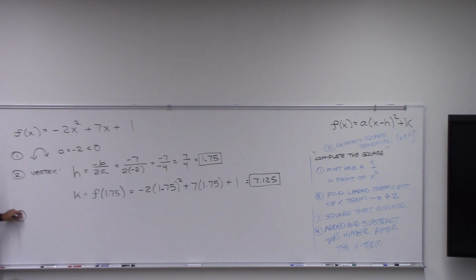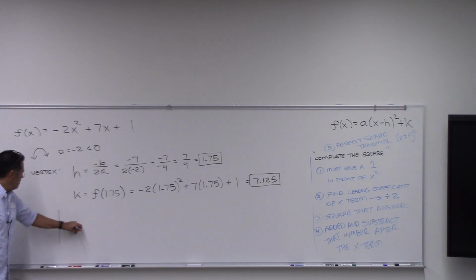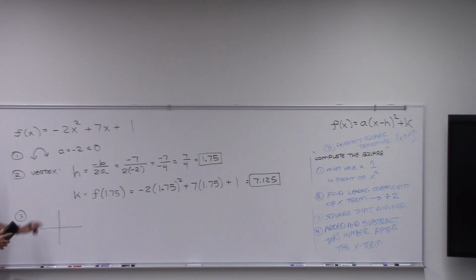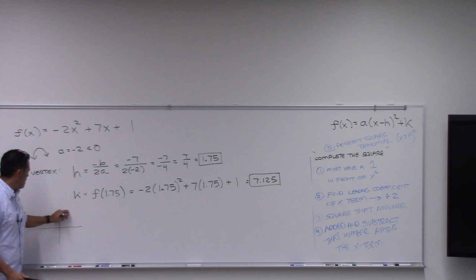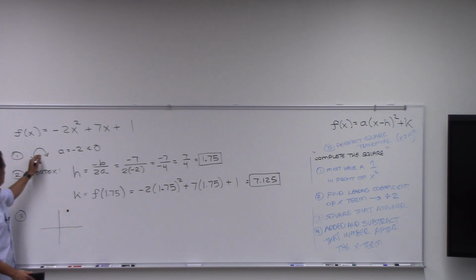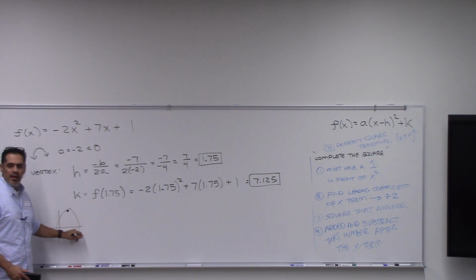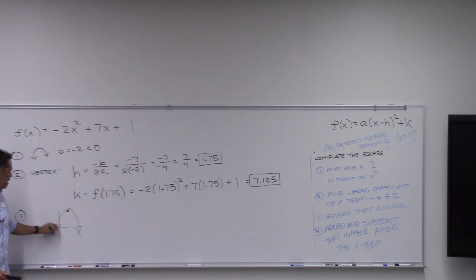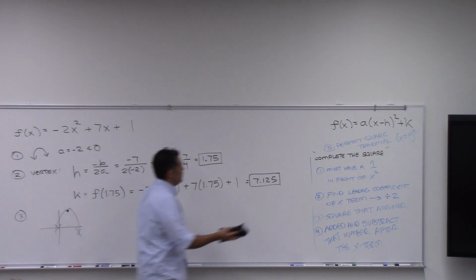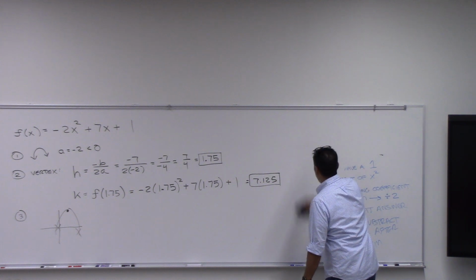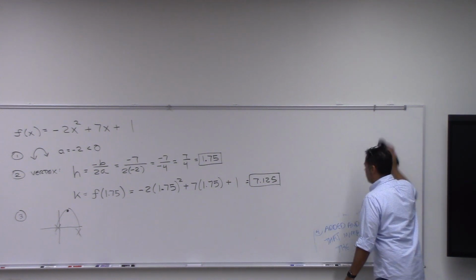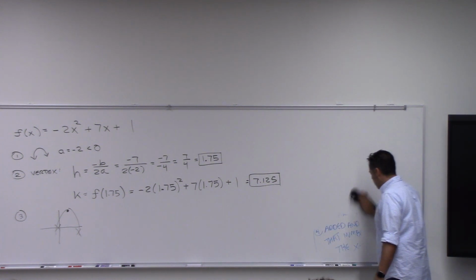Third, quick sketch. My vertex is, let's see, the h is to the right, 1.75. My k is up 7.125. So I'm up here somewhere, and it opens down. So yes, I do have 2 x-intercepts, and I've got to go find them now. It would be much easier to find the y-intercept first, but I'm just following the procedure. The procedure is we're going to do x-intercepts, then y-intercepts.